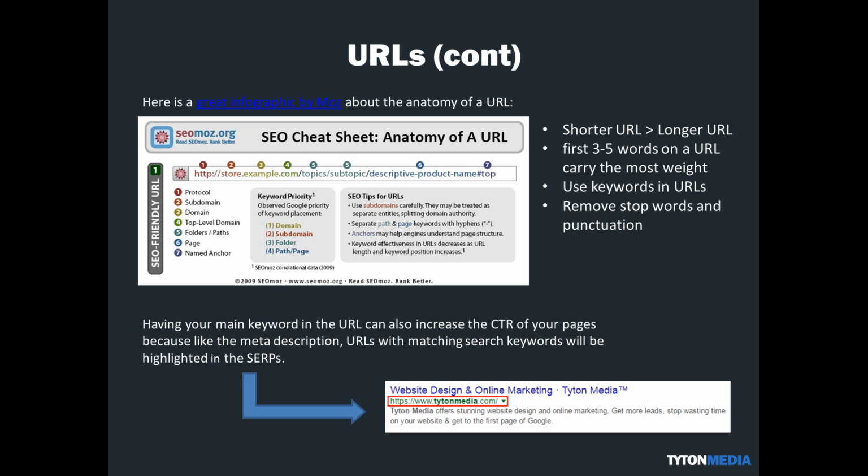Another reason that having your main keywords in your URL is so good is just like the meta description. Any keyword that you have in your URL that matches the searcher's keywords gets highlighted in the Google search results, which will increase the click-through rate to your website, making you rank higher and get more organic traffic.